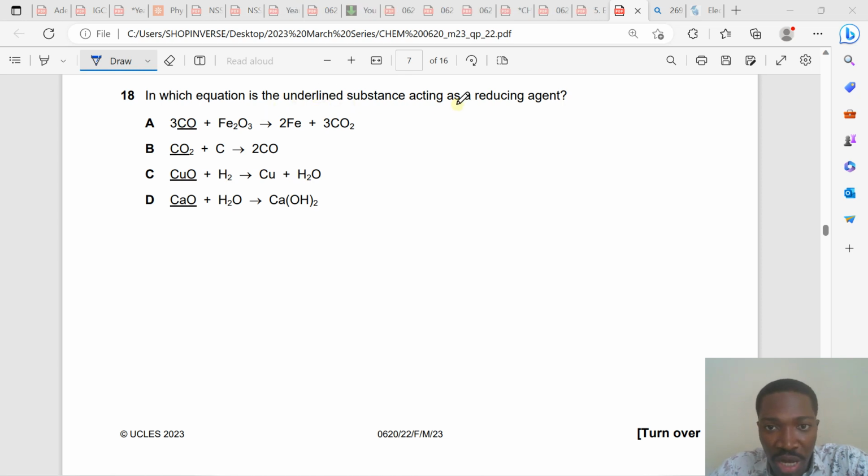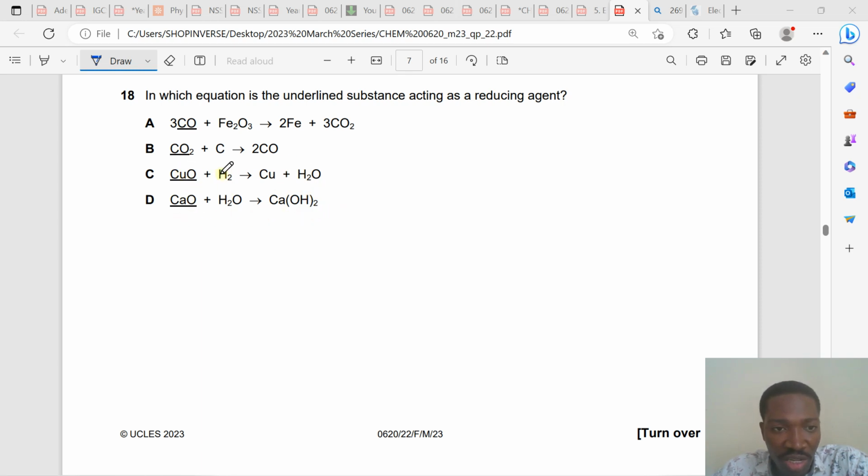So what is acting as a reducing agent here is the substance that is being oxidized. Take note that the reducing agent is being oxidized. So which substance is oxidized here? Is this one oxidized? Let's see. What's the oxidation number of calcium here? +2, because oxygen is 2 minus, calcium is +2. And what's the oxidation number of calcium here? It's still +2. So we cannot say this one is being oxidized.